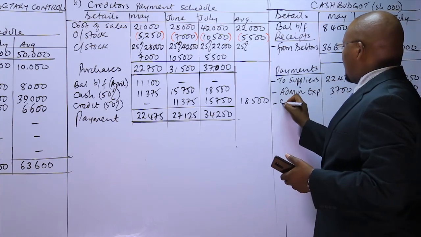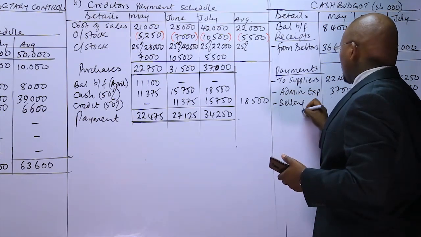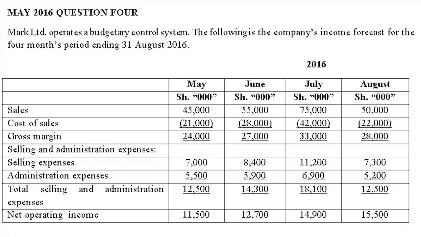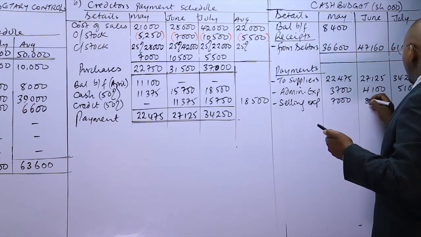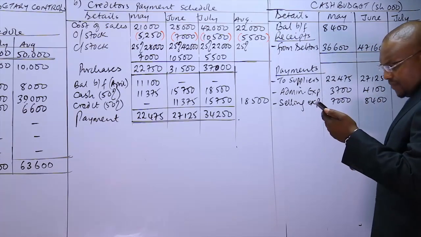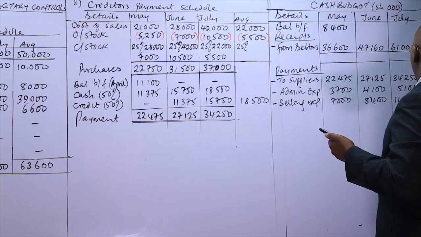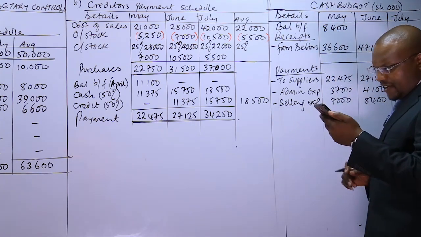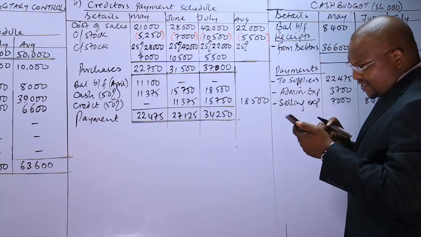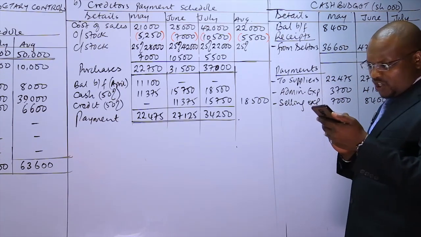Then you also have the selling expenses. We're not told that we are to pay this at a later date, so we are going to pay in the same period. Therefore, the selling expenses are 7,000 for the month of May, 8,400 for the month of June, and 11,200 for the month of July. That's what we have. I'm through with those payments as they appear in my question.